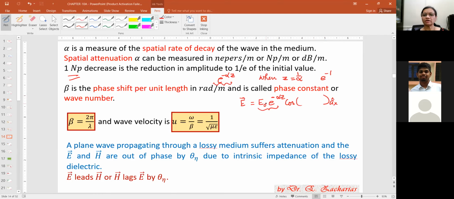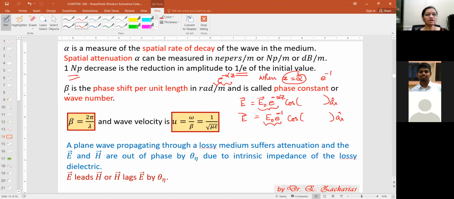Okay, now look at this part. What will happen to the amplitude when z becomes equal to 1 by alpha? When z becomes 1 by alpha, I will get E naught e to the power of minus 1 into cosine of the rest of the things. Okay, so now I can actually tell you what is the significance of this alpha being equal to 1. Alpha being 1 simply means that the amplitude has reduced to 1 by e of the initial value.